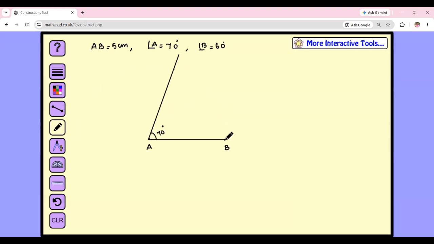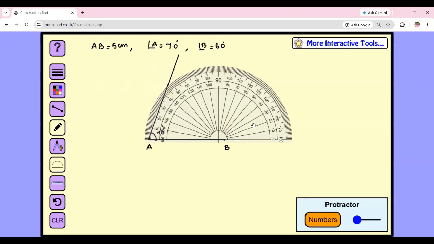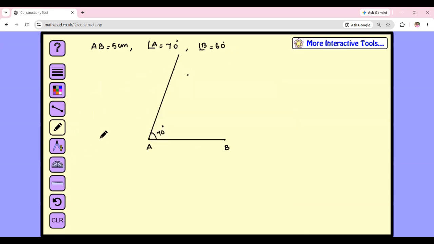So next, from the point B, I have to construct 60 degree. So now just use your protractor and measure 60 degree from the point B. B is in my right hand side, so more power, I have to see the outer scale. Outer scale 60 degree. This is my 60 degree. Now we can just join the points. So we have drawn the ABC triangle.